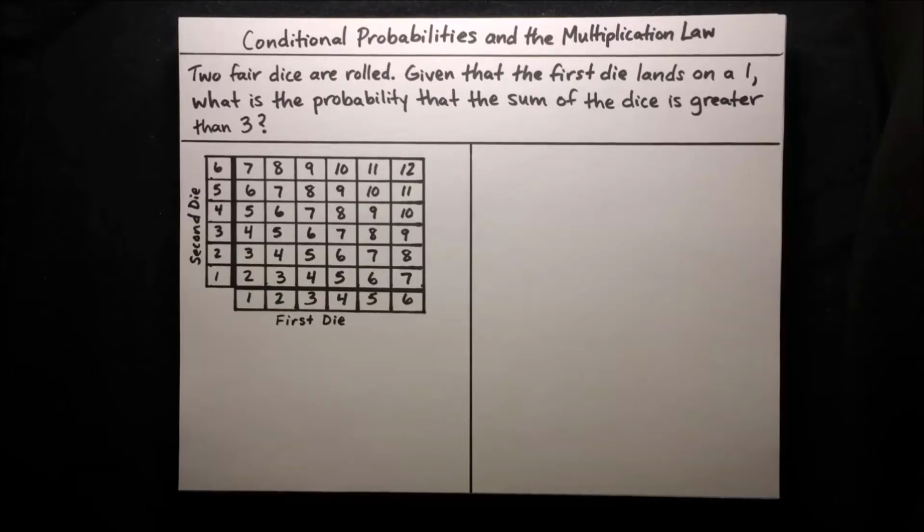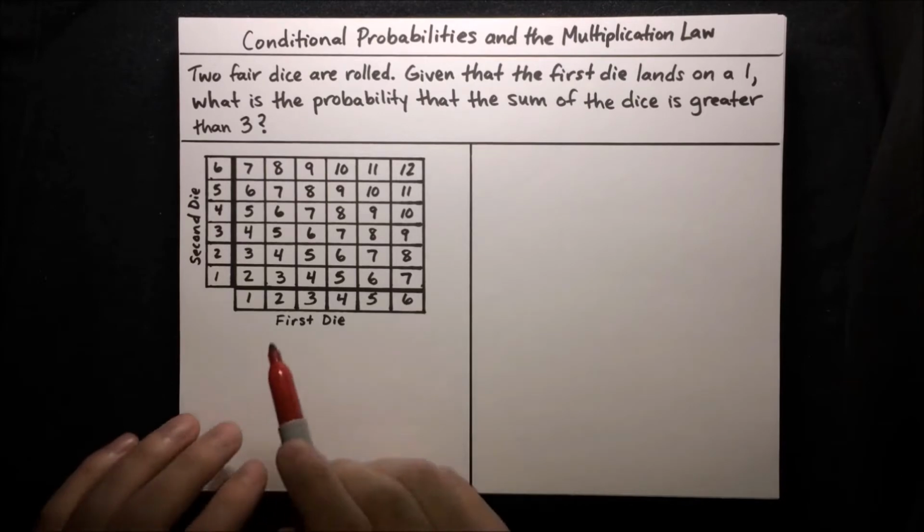In this video, we're going to learn about conditional probabilities and the multiplication law. So here we've got a situation in which two fair dice are rolled. And given that the first die lands on a 1, what is the probability that the sum of the dice is greater than 3? Here we've got a really helpful table drawn.